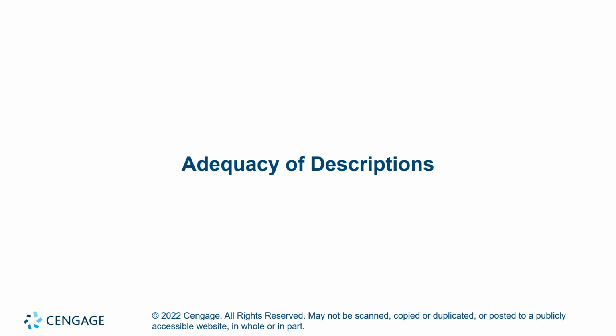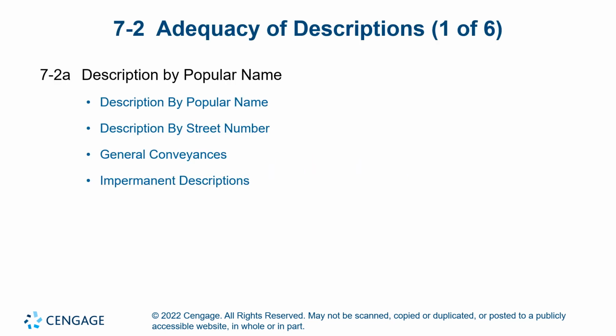Adequacy of descriptions. Description by popular name may be very insufficient if the landowner owns more than one piece of property, because their name might be used on another tract. Description by street number is considered not good either, because street numbers can change, so these are generally insufficient.